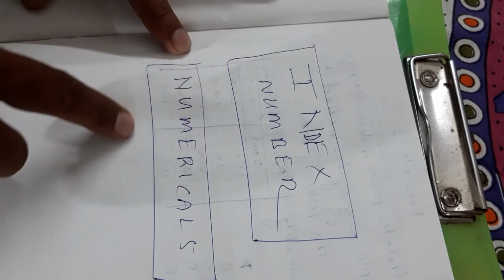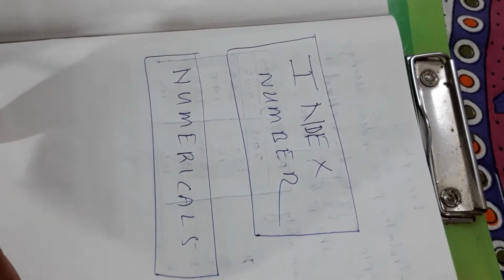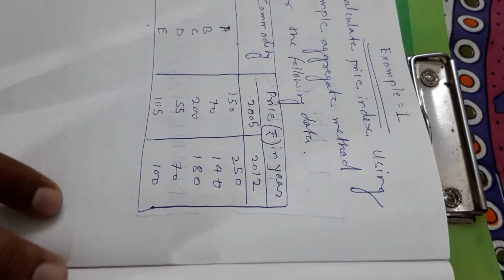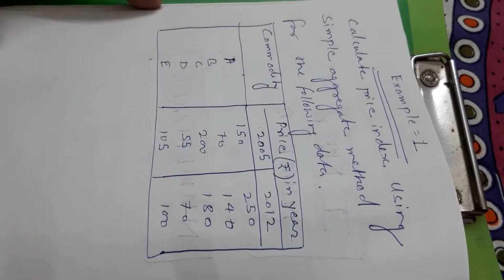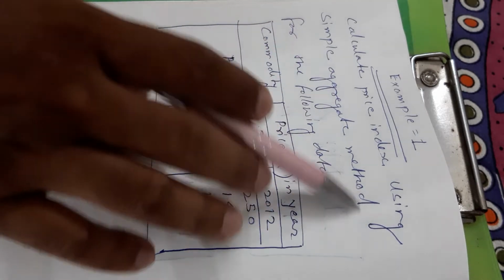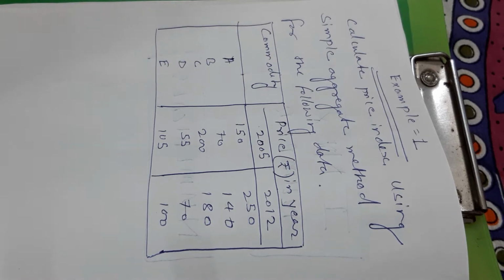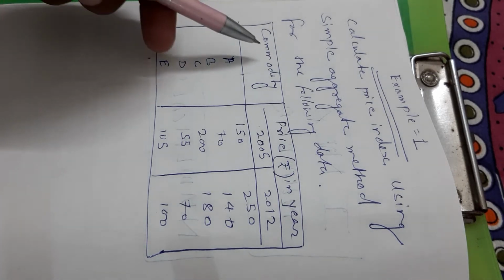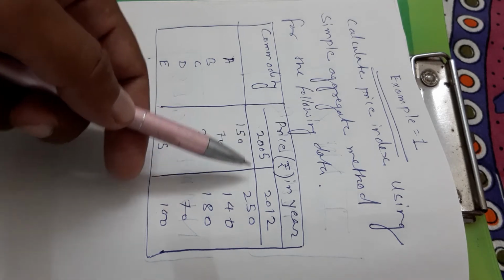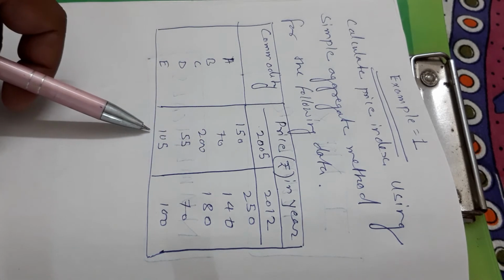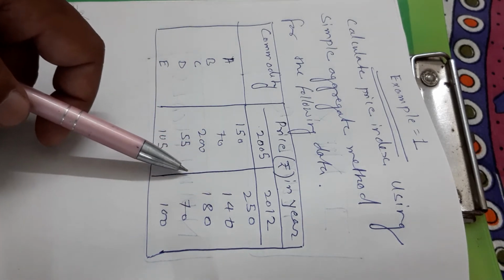Index number numerical problems I am going to discuss. Page number 74 of your book. Calculate price index number using the simple aggregate method for the following data. How will you solve this problem? This is commodity, this is price 2005, and this is 2012 price: 150, 70, 255, 105, 250, 140, 180, 70, 100.